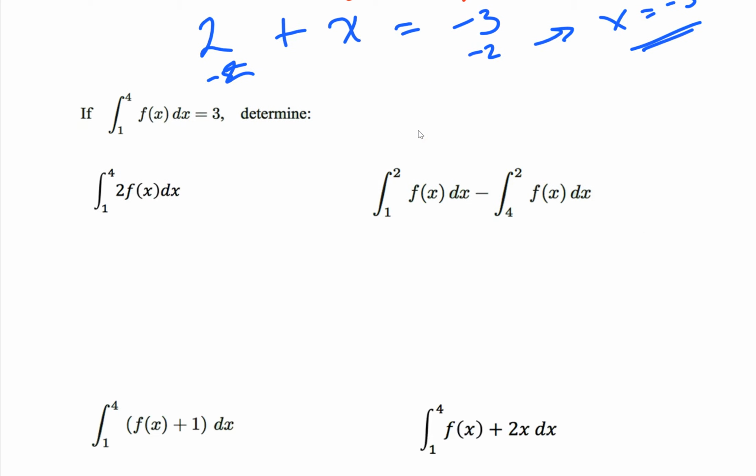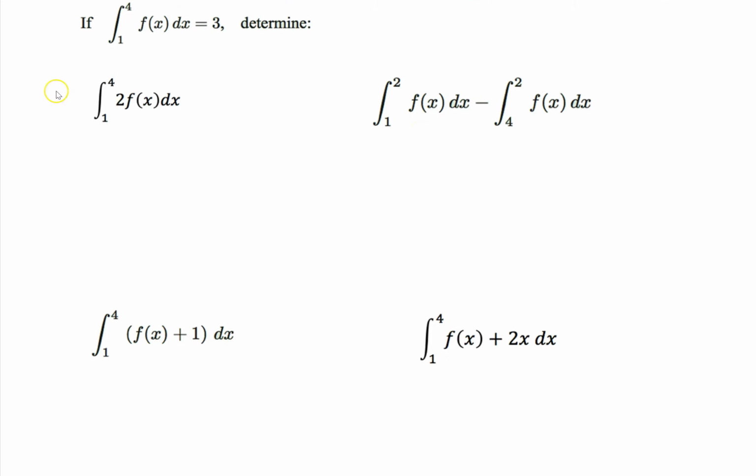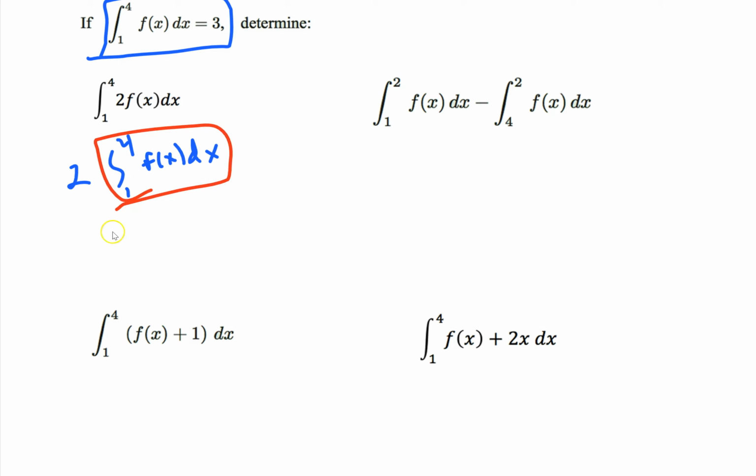This is the next one. This next one's a little more about what IB likes to do. So here's the key. If the integral from 1 to 4 of f of x equals 3, find all these. Look at this first one. Integral 1 to 4 of 2f of x. Well, that 2's not in the original. So let's pull it out because we can do that. So it's 2 times the integral 1 to 4 of f of x dx. Well, this I know. They told me. When you see this, it's 3. So this is just 2 times 3. So 6. That's all that one is.